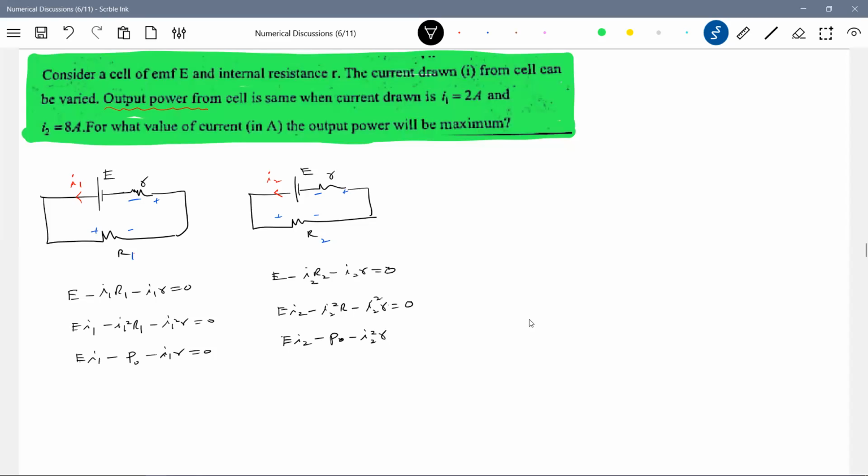Okay, we are very near to the answer. I1 square, I wrote it. So this output power P naught, what we can write, E I1 minus I1 square R, which equals E I2 minus I2 square R. What is P naught? Output power.